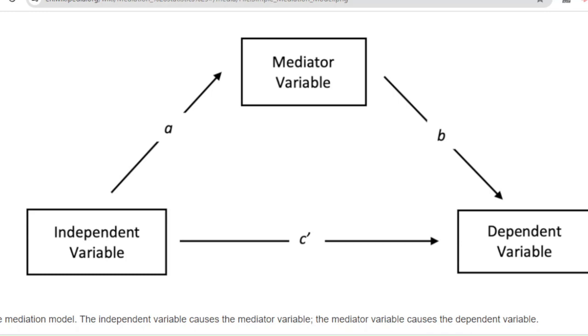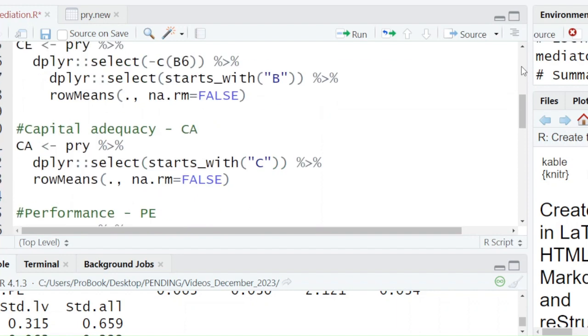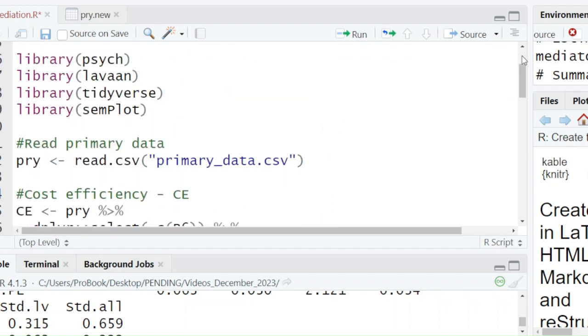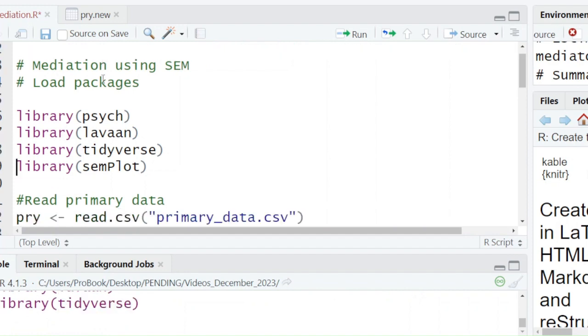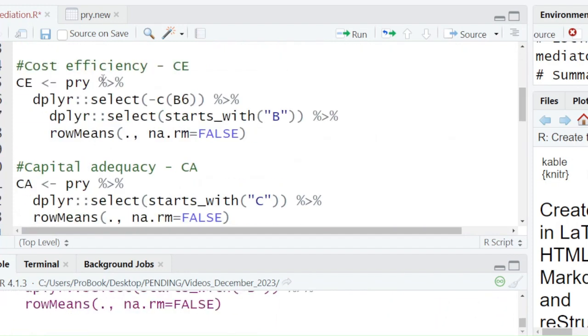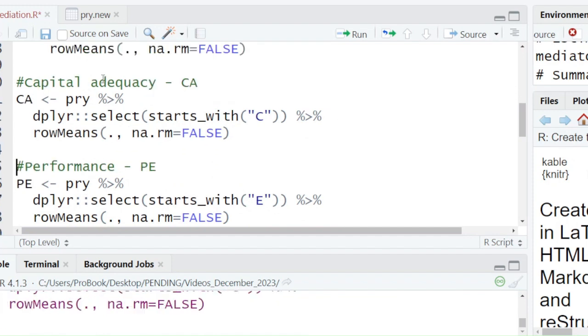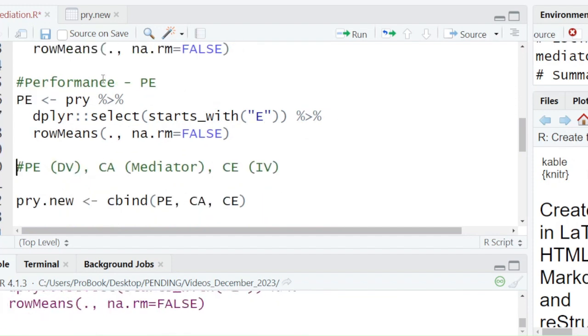We are going to look at the mediator and the influence it has on both the independent and dependent variable, just as it is illustrated in that image, whereby we are given some data and we want to use a structural equation modeling technique to do that. I have three variables: cost efficiency, capital adequacy, and performance.